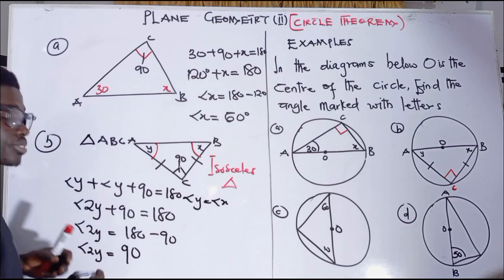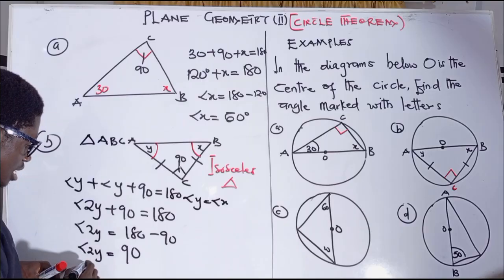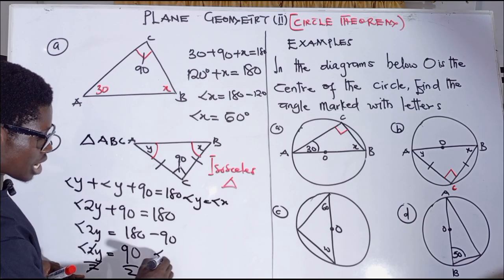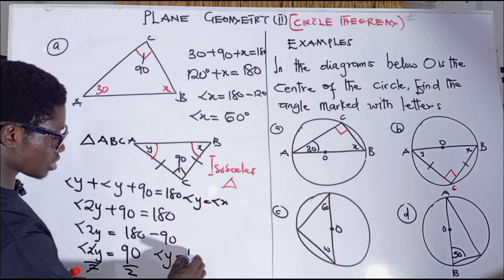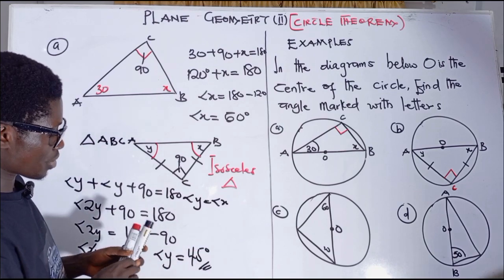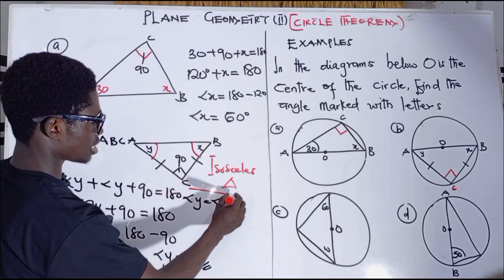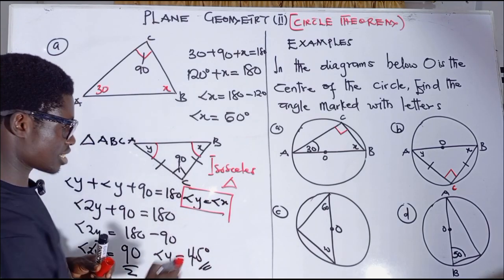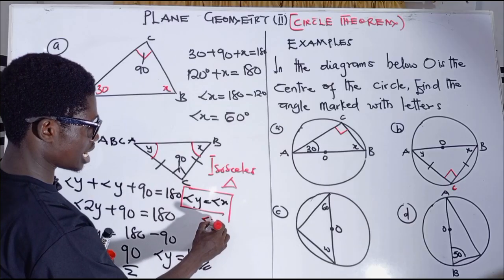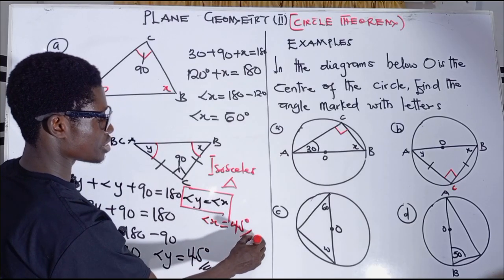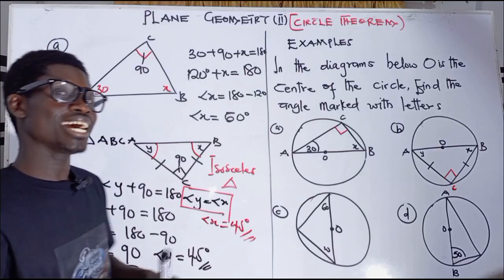90 degrees. We are looking for y. So you can divide both sides by 2. This will cancel this. We have angle y is equal to 45 degrees. Now from here we have established that angle y is the same as angle x. So we can also say that angle x is equal to 45 degrees.